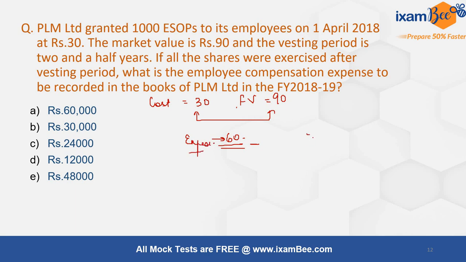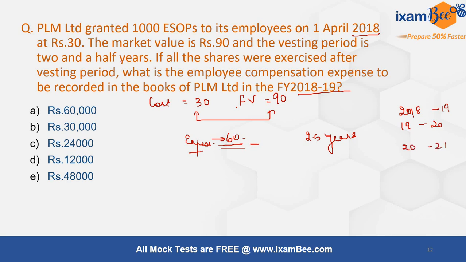The vesting period is 2.5 years. If the shares are exercised after the vesting period, what is employee compensation expense to be recorded in the books of P&L in the financial year 18-19? So we have given the shares on 18, right? 2018. So the first year is 2018-19, second year is 19-20, and third year is 2021.